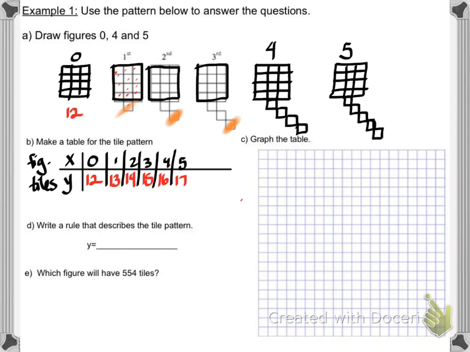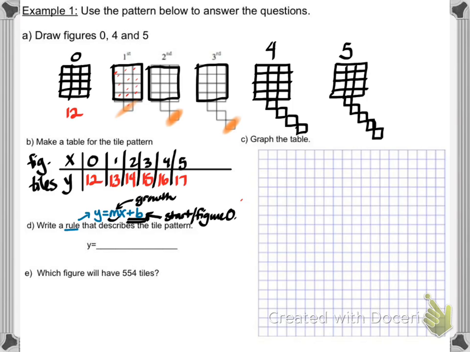Now part D, writing a rule. So this is where we have to remember the following, that the rule always looks like Y equals MX plus B. Do you remember what M and B stand for? I hope so. If not, we're going to continue to review that this school year, but you got to get it memorized by the end of the year. M is the growth. So we have to look at the tile pattern and see how much it's growing by. B is the starting value, or figure 0, for these tile patterns.